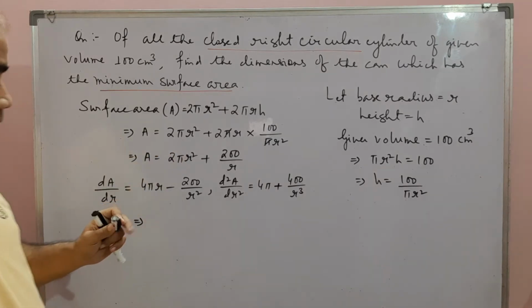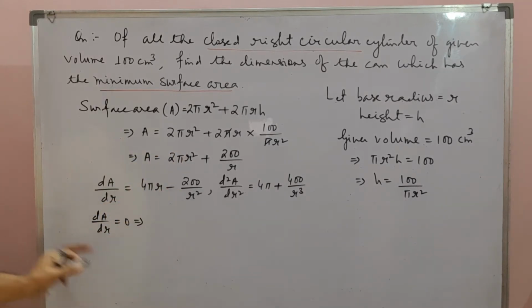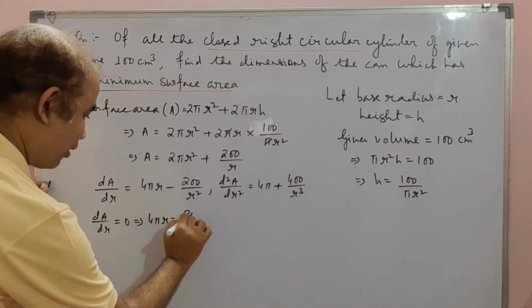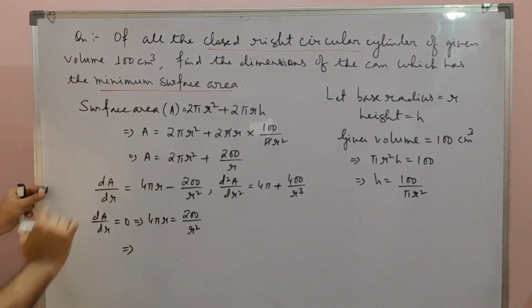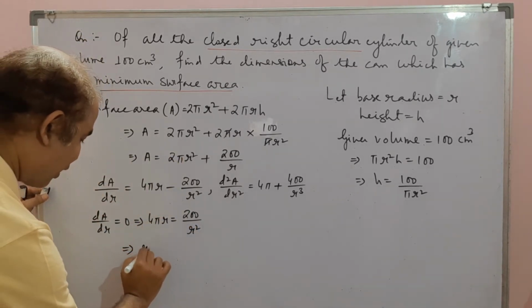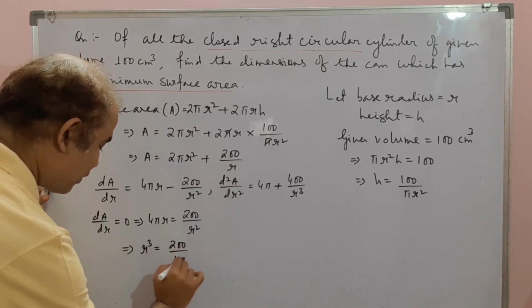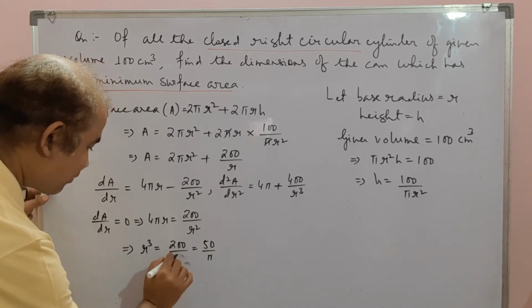Here r. See, dA by dr is the difference of two quantities. So it is 0 means they are equal. 4 pi r is 200 by r square. What we need to find? r. So you take r square to this side, it becomes r cube is equal to 200 by 4 pi, that is 50 by pi. Okay, r cube is equal to 50 by pi.